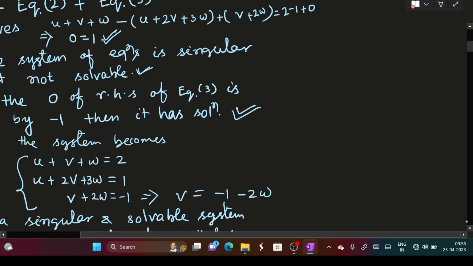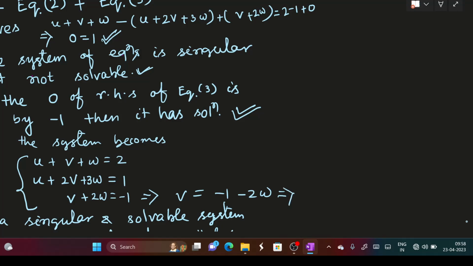Now from the last equation, what am I getting for v? v is equal to -1 minus 2w. And when I substitute this value of v in the first equation, what is my u? u is 2 minus v minus w, that is 2 minus of -1, so that is plus 1, plus 2w minus w, that is 3 plus w.